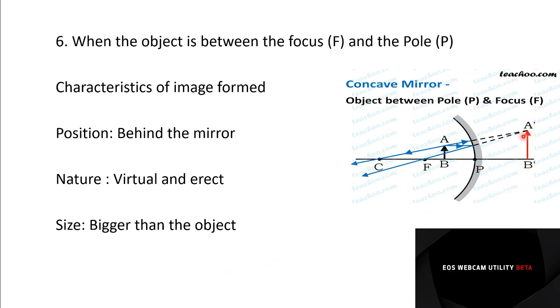And by looking from here, you will see that the size is much bigger than the object. Okay, so we have 6 different positions of object that we learn, and we see that in the 6 different positions we get different types of images. Starting from infinity, we come closer, closer, closer to the mirror till we come very close to the pole of the mirror, and we find we have different characteristics of images.